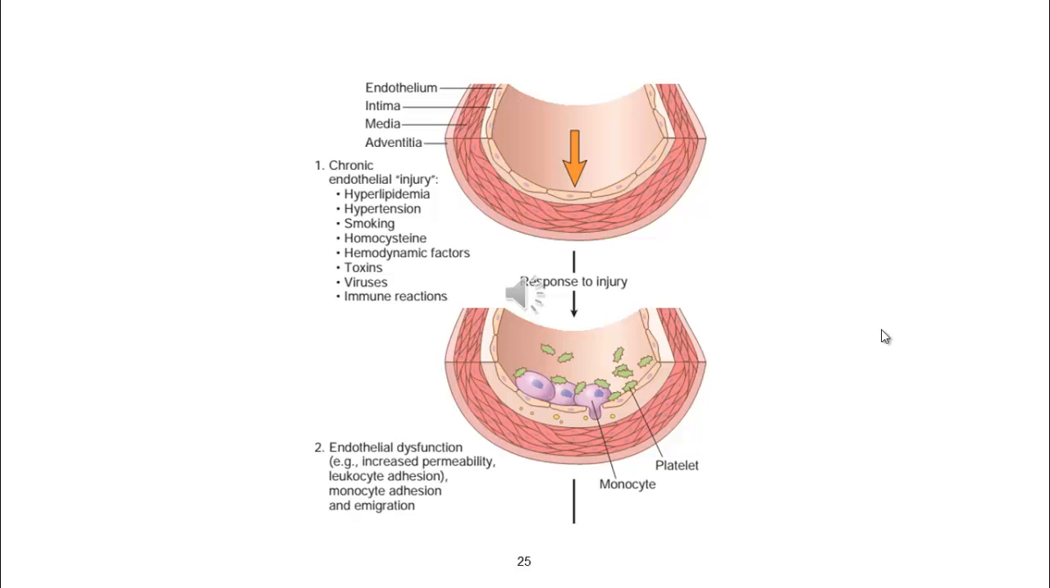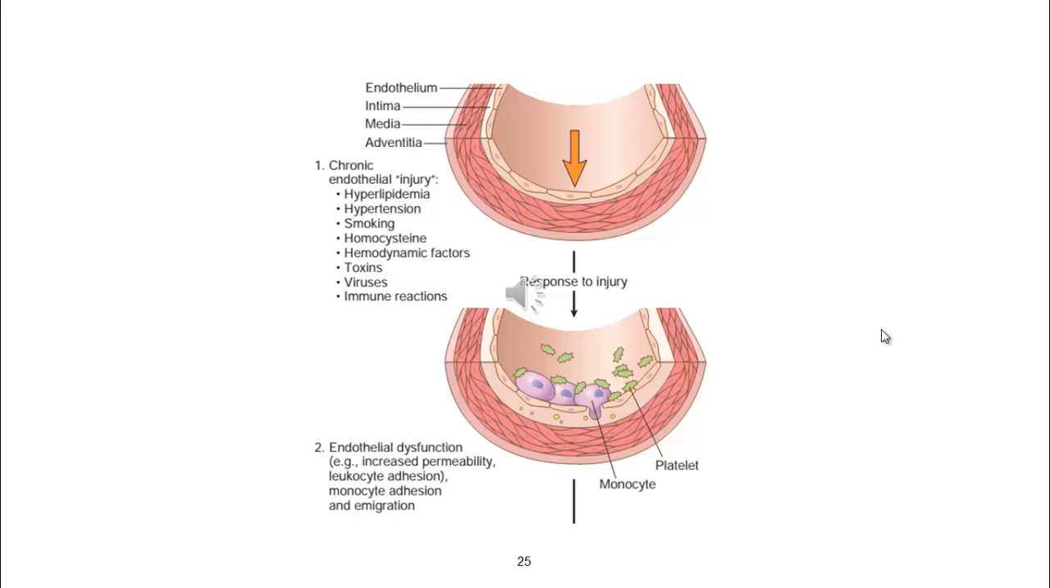So in this picture, there is again just a revision of our previous slide. These are the three layers of the vessel wall: the endothelium, then the muscular layer, and the outer one, the adventitia. In the endothelium, there may be chronic injury because of hyperlipidemia, hypertension, smoking, homocystinuria, hemodynamic factors, certain toxins released by bacteria or viruses, and there may be immune reactions.